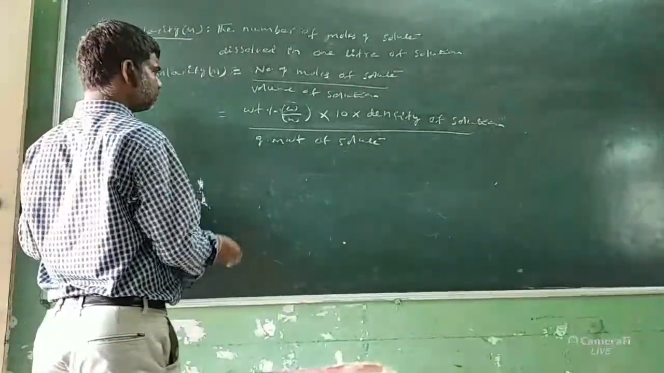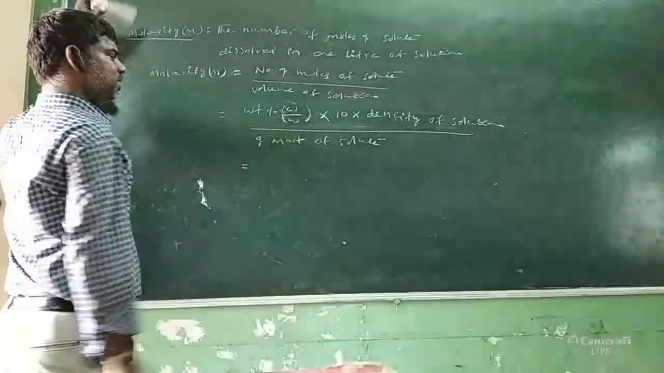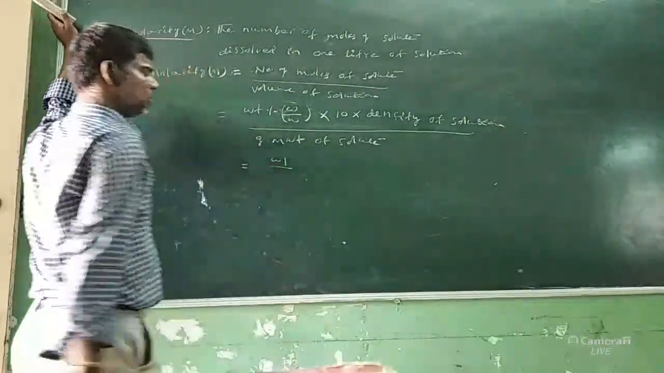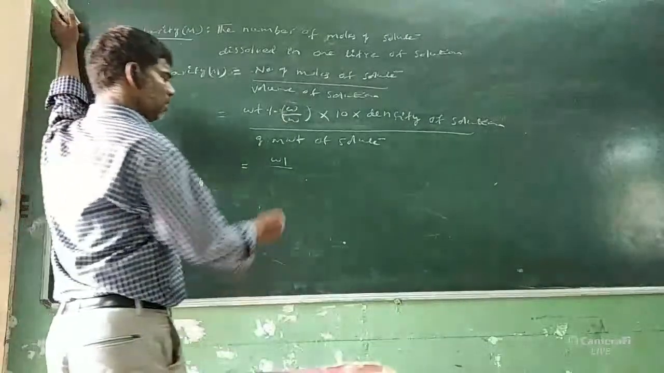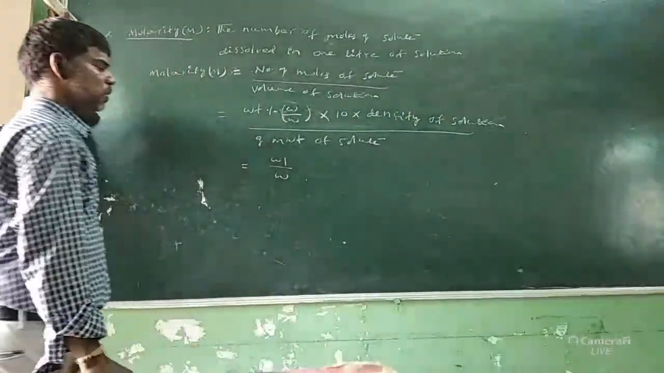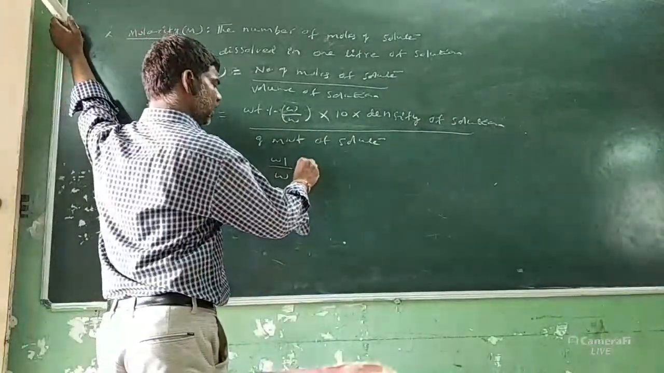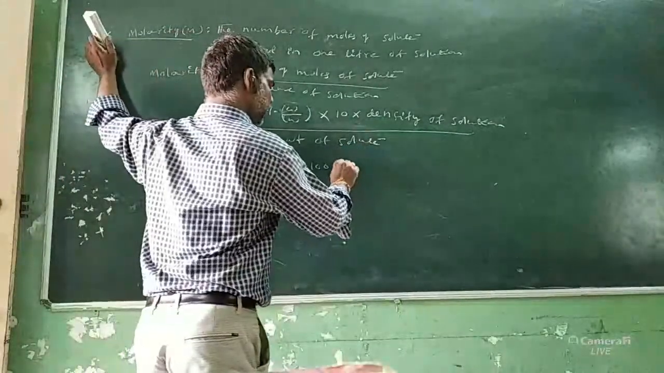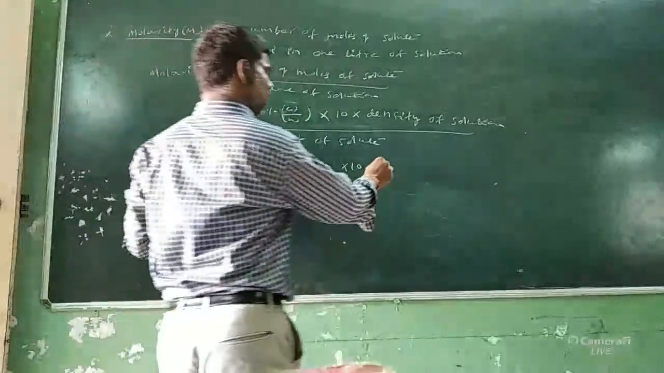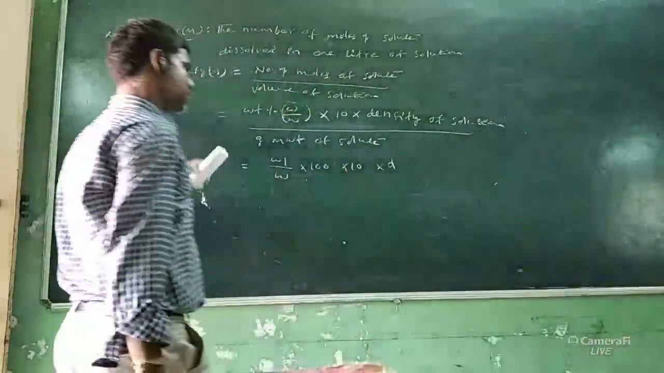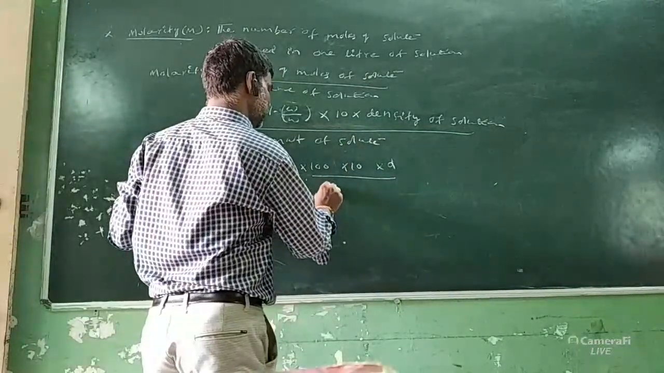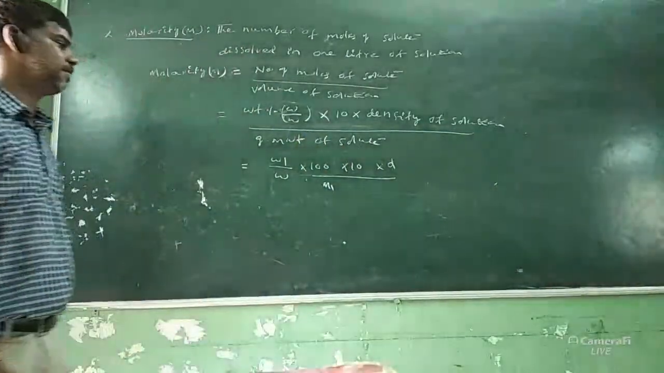Suppose the weight percentage means weight of solute by weight of solution into 100, and we have into 10 and we have the density. And here, by gram molecule of solute, W1, suppose W1, this is.